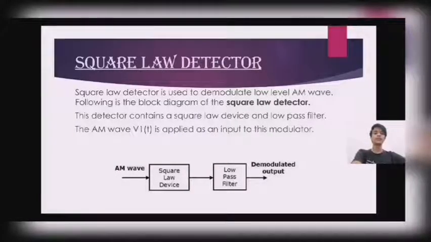As the AM wave is applied as input, it passes through the square law device where it gets divided into two components, the carrier wave and the modulating wave. Since the carrier wave has high frequency and the modulating wave has low frequency, when they pass through the low pass filter, the carrier wave is unable to pass through it, whereas the modulating wave passes through.